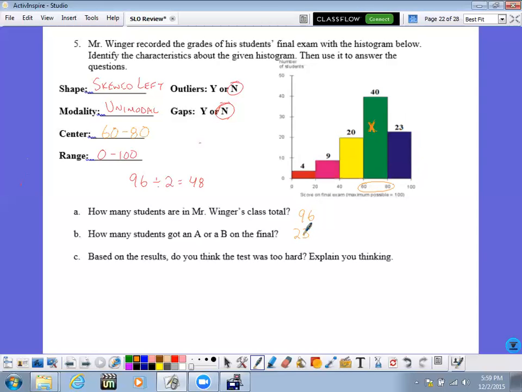And based on the results, do you think the test was too hard? It's kind of one of those questions you just have to answer yourself. If you look at it, your middle grade was somewhere in between a 60 and an 80. So 50% of the people did lower than that. 50% of the people did higher than that. So I'd probably say it's okay. You had 23 people that got a B or an A. So I think it'd be kind of difficult to answer that part right now.